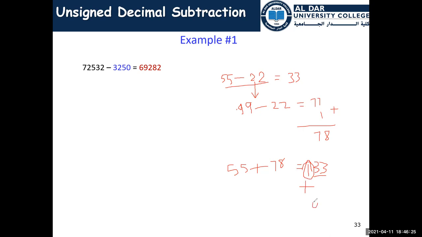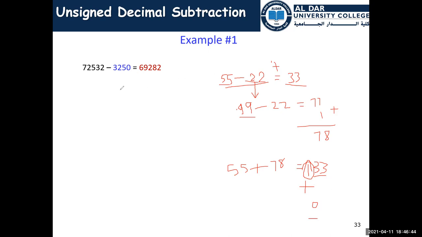If it's 0, this means it is a negative value. Here, in 55 minus 22, the first number is bigger than the second number. This means the result is plus 33. This is the representation, just plus 33.